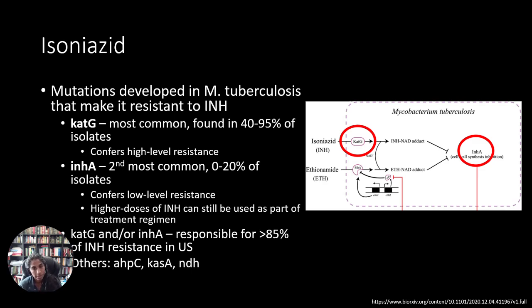try to overcome this. Resistance mutations in these two enzymes together are responsible for the vast majority of isoniazid resistance in the United States. There are other mechanisms of resistance in other enzymes, but they're less clinically relevant.